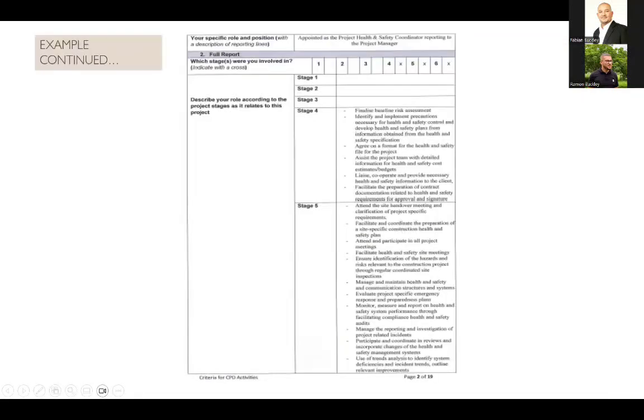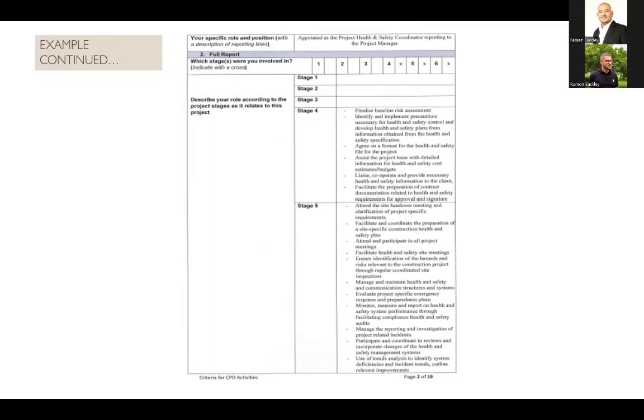Okay, so you can see on stage 4, we've mentioned here in my report: finalize baseline risk assessments, identify and implement precautions necessary for health and safety control, and develop a health and safety plan from information obtained from the health and safety specification, agree on a format for the health and safety file for the project, assist the project team with detailed information for health and safety cost, estimates, budgets, liaise, cooperate, and provide necessary health and safety information to the clients, and then facilitate the preparation of contract documentation related to health and safety requirements for approval and signature. So that's stage 4.